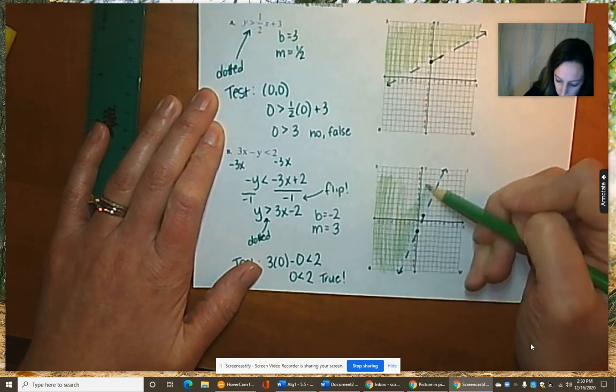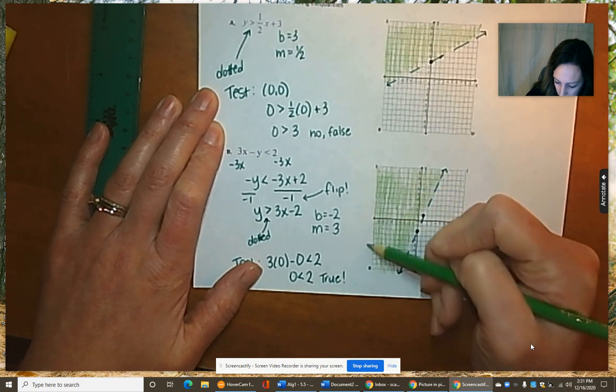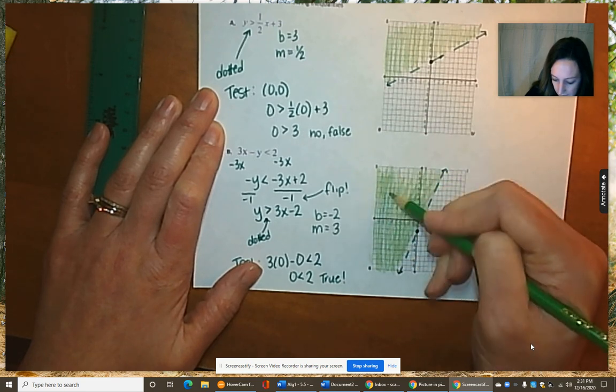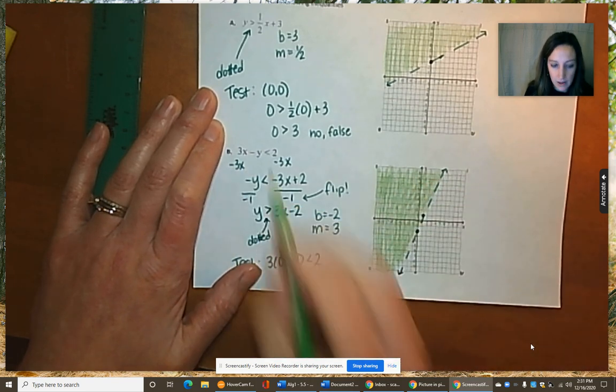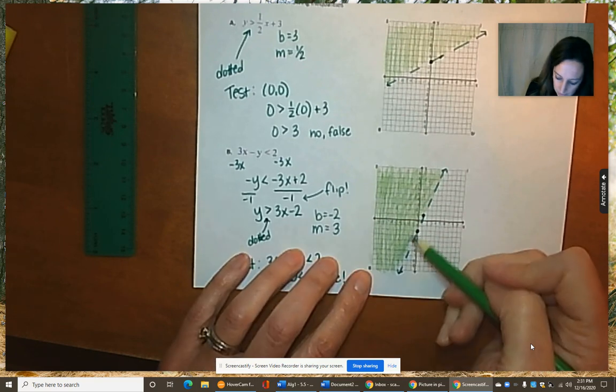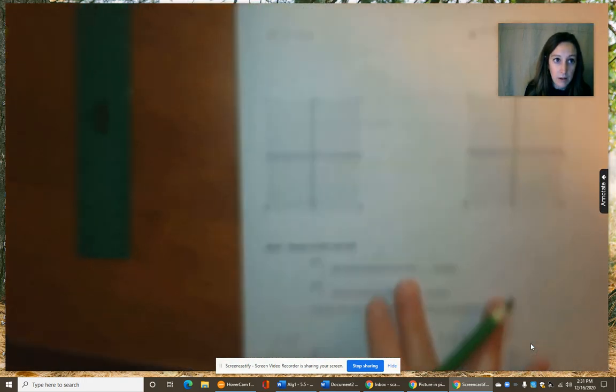And you can do this with a pencil. I'm just using a colored pencil because I like color. Okay. So any point that's on this side of that boundary line will satisfy and make that inequality true. Okay. It's all the way up to that line, but not including that line because it's not equal to.